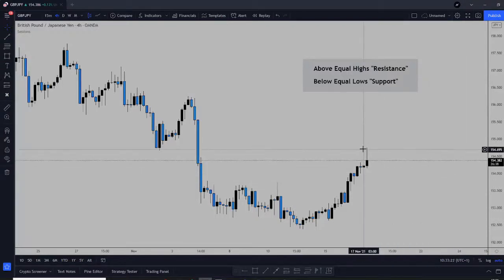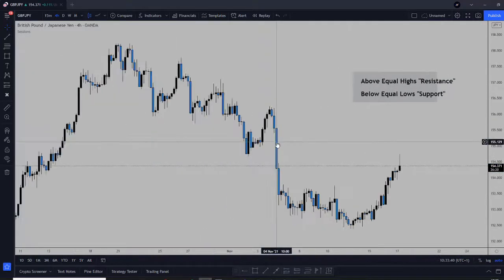Liquidity, we can find basically above any high. Above any high, all this empty area over here, there's liquidity. Above every high and below any low.